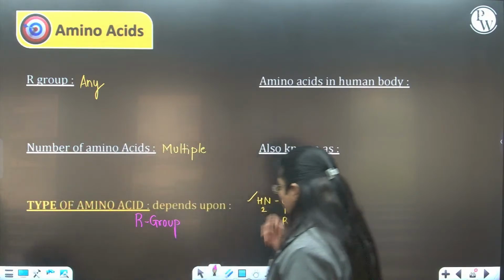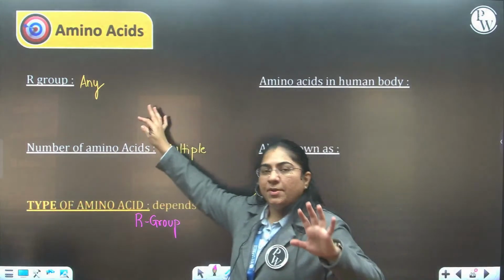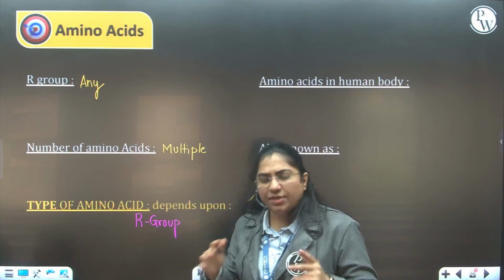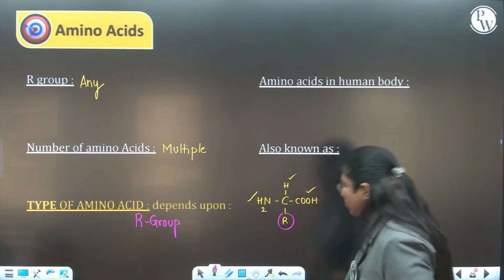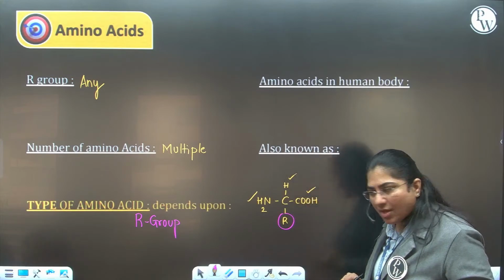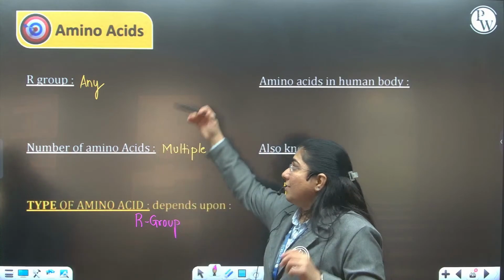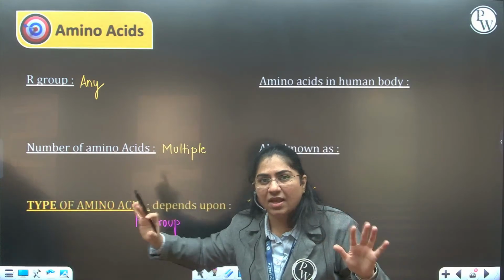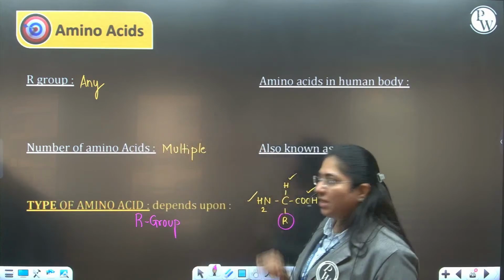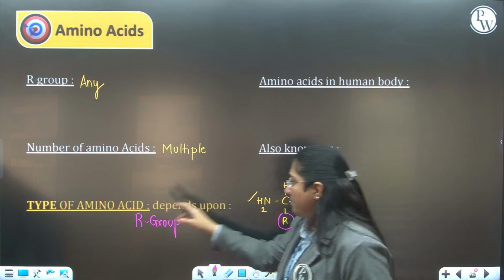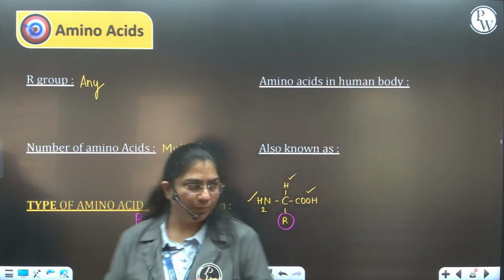Okay, so the R group could be any R group, because it is this R group that changes; the rest remains constant in an amino acid. When the R group changes, I will have a different amino acid, so I can replace R with any kind of group. Then I will have multiple types of amino acids. The type of amino acid depends upon what? It depends upon the R group.